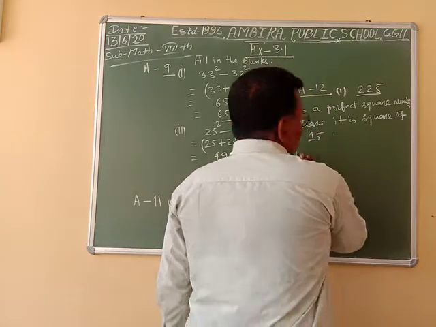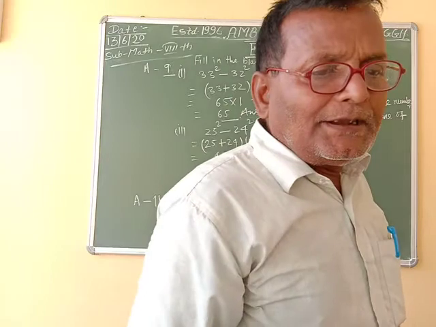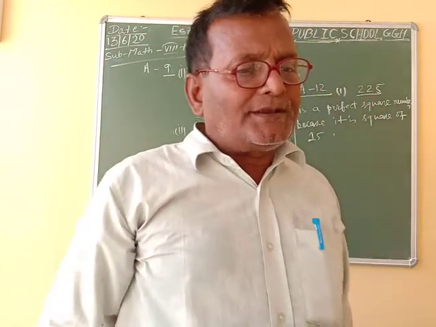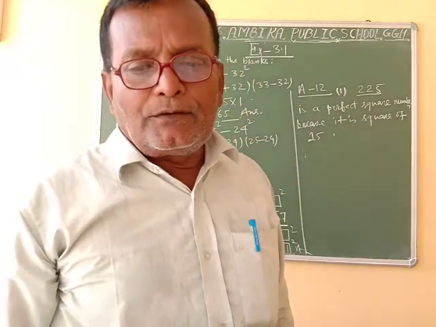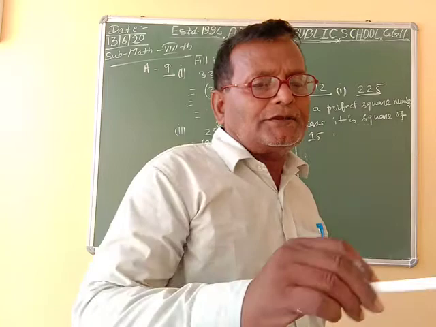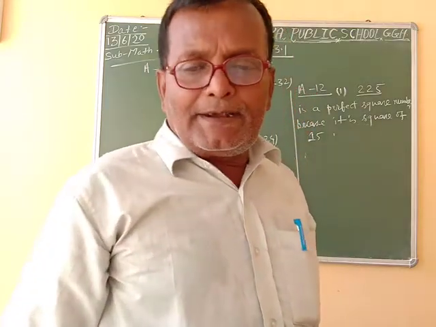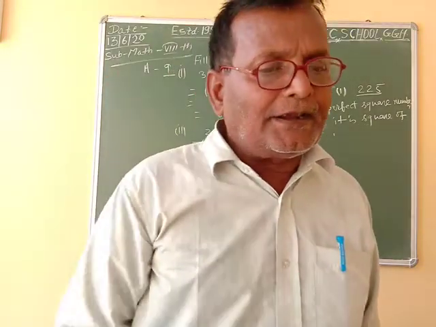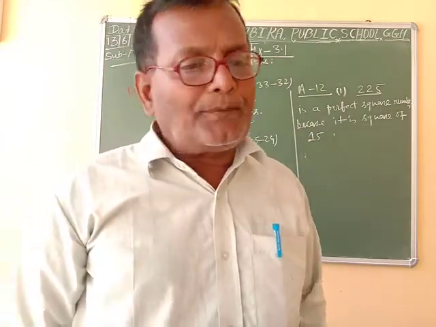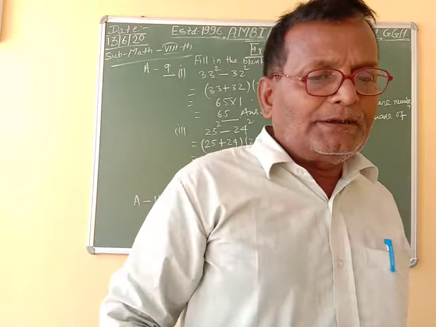Similarly, 298,116 is also a perfect square number, and 345 is not a perfect square number.